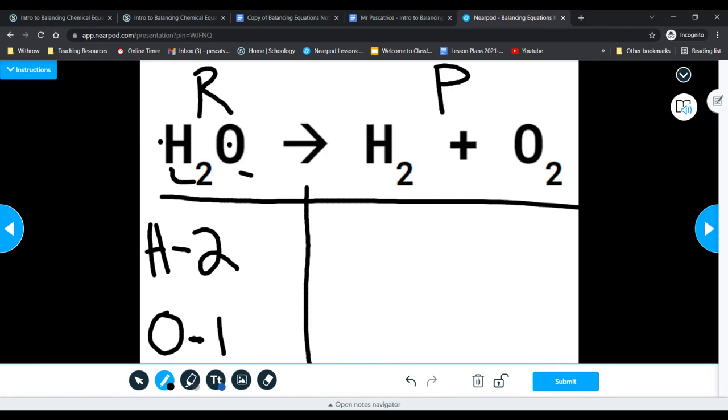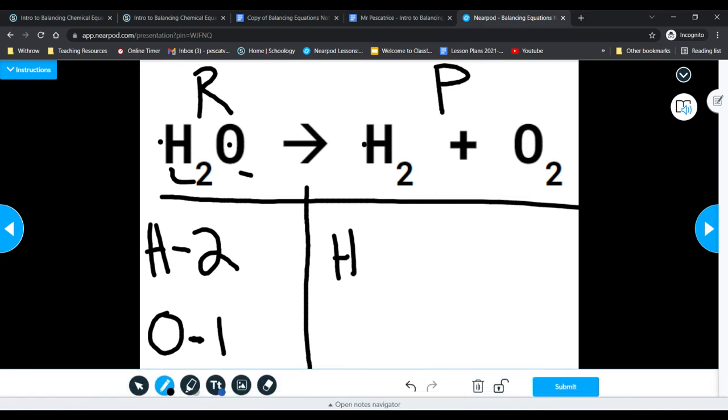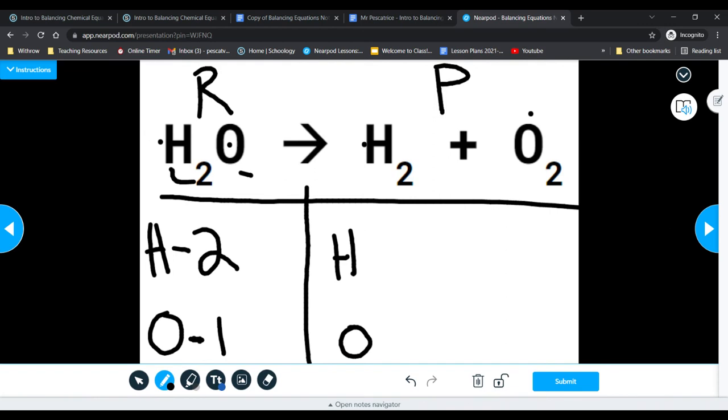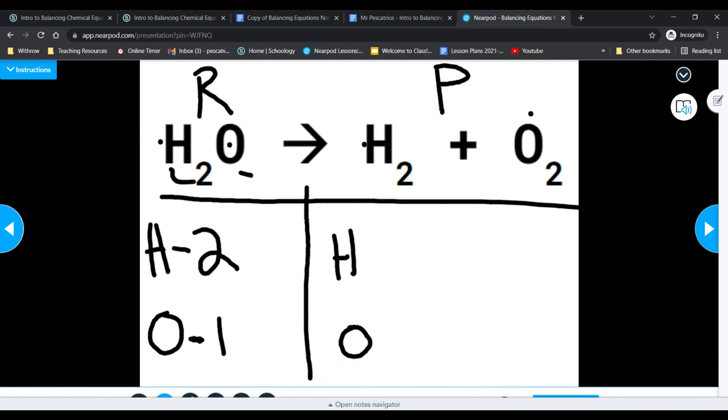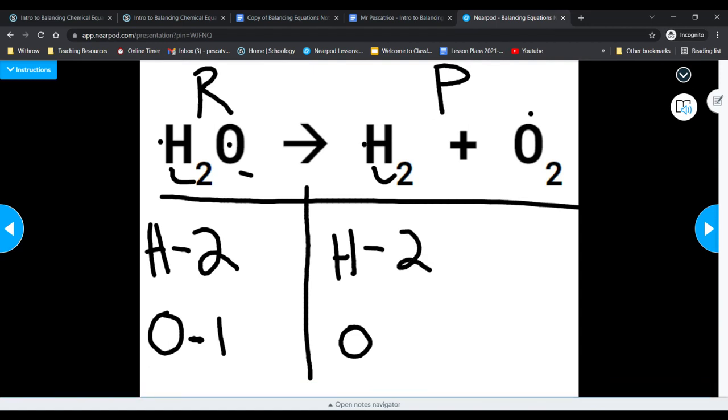Now on the other side, you're always going to have the same elements because, like I said, you cannot create or destroy anything. So you're going to have exactly the same on the products and the reactants. So I'm going to put down an H because that's here, and put down an O because that's here. Now I have 2 hydrogens and 2 oxygens.